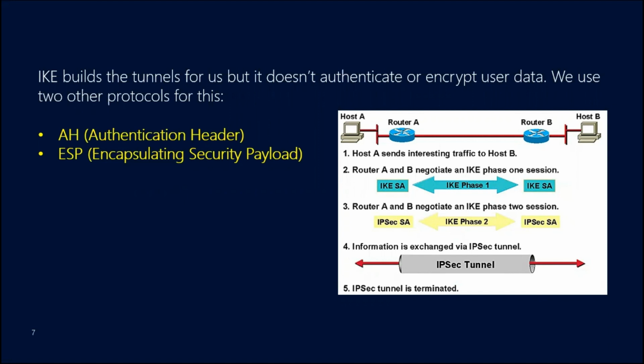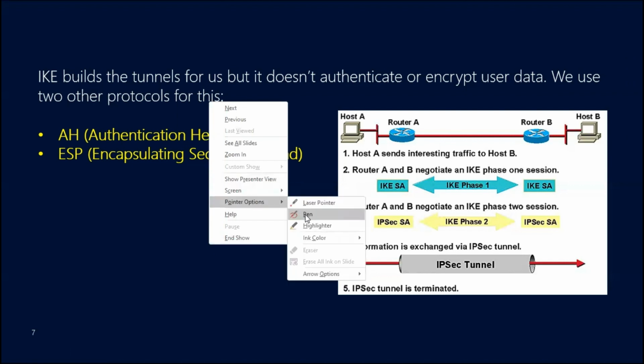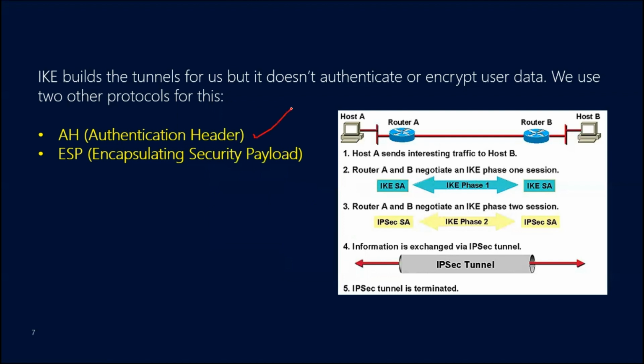Now, how will our user data be encrypted? For providing encryption on top of that user data, we are going to use two protocols. The first protocol is the authentication header, and the second protocol is ESP, which is Encapsulating Security Payload. Both of these help, but both have different functions.